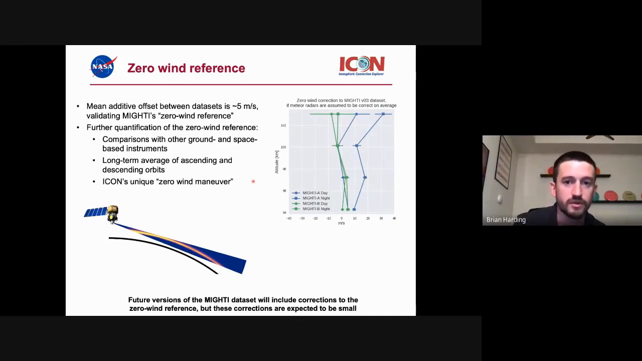Here I'm using version 3 of the MIGHTY winds. We're going to be using this as well as other ways of determining the zero reference to make updates to this zero wind reference in future data sets.